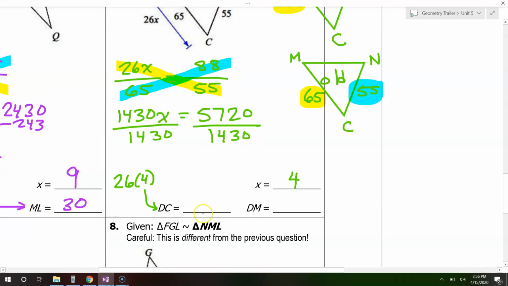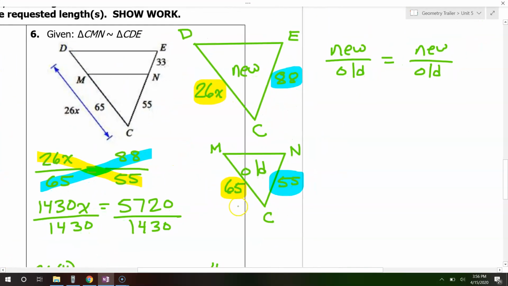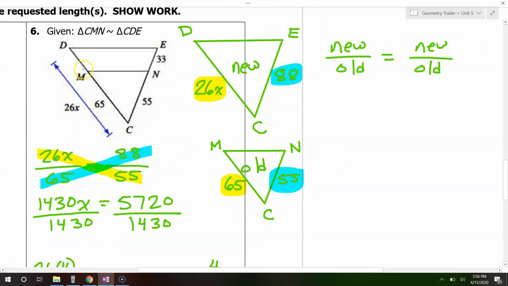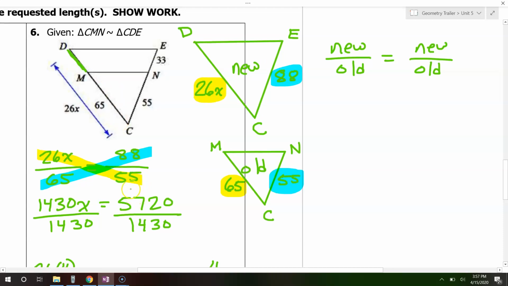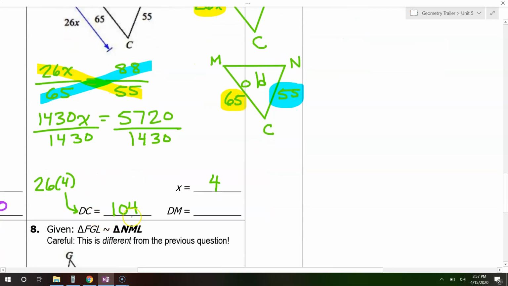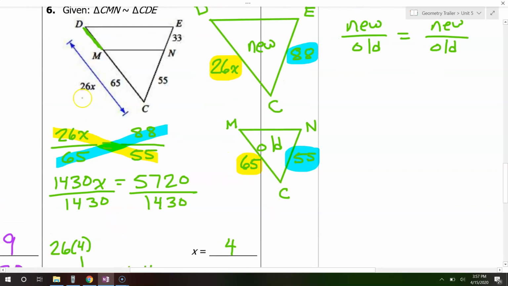So that's 104. And then what about DM? Oh, okay. DM is not one of the sides of the triangle. So notice that DM is this little piece right here. But we just found DC. DC was 104. So that's all of this. So we just found that this whole length, DC, was 104.